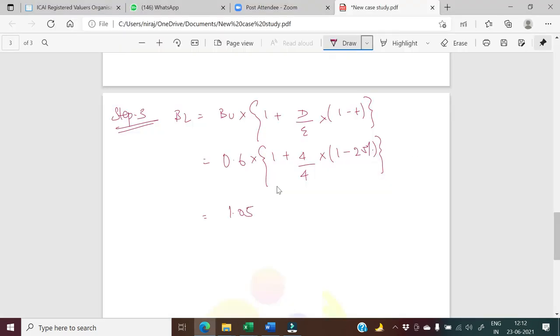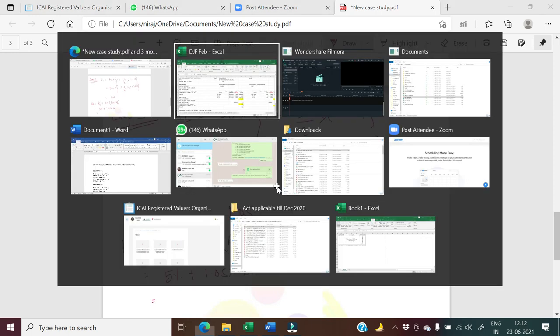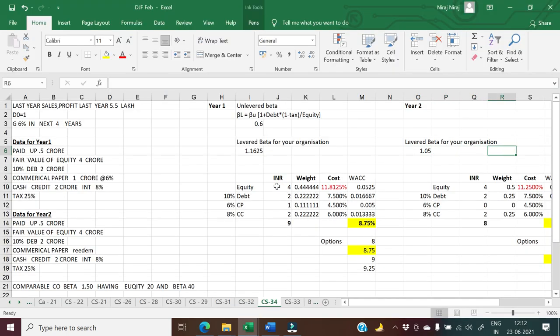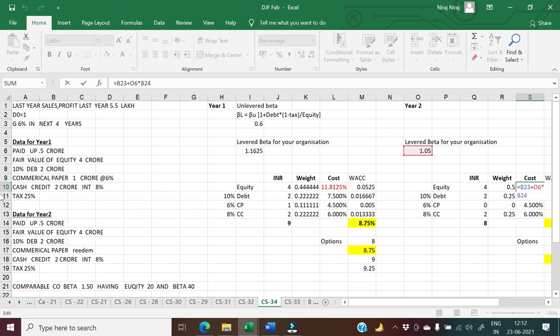So I can recalculate my cost of equity. KE equals RF plus beta multiplied by RM minus RF. That is 5% plus 1.05 multiplied by 6%. If I solve it, what I am going to get is 11.25. I have done it here. You can refer to the Excel sheet. I will share it with all of you also. So this comes at 11.25.